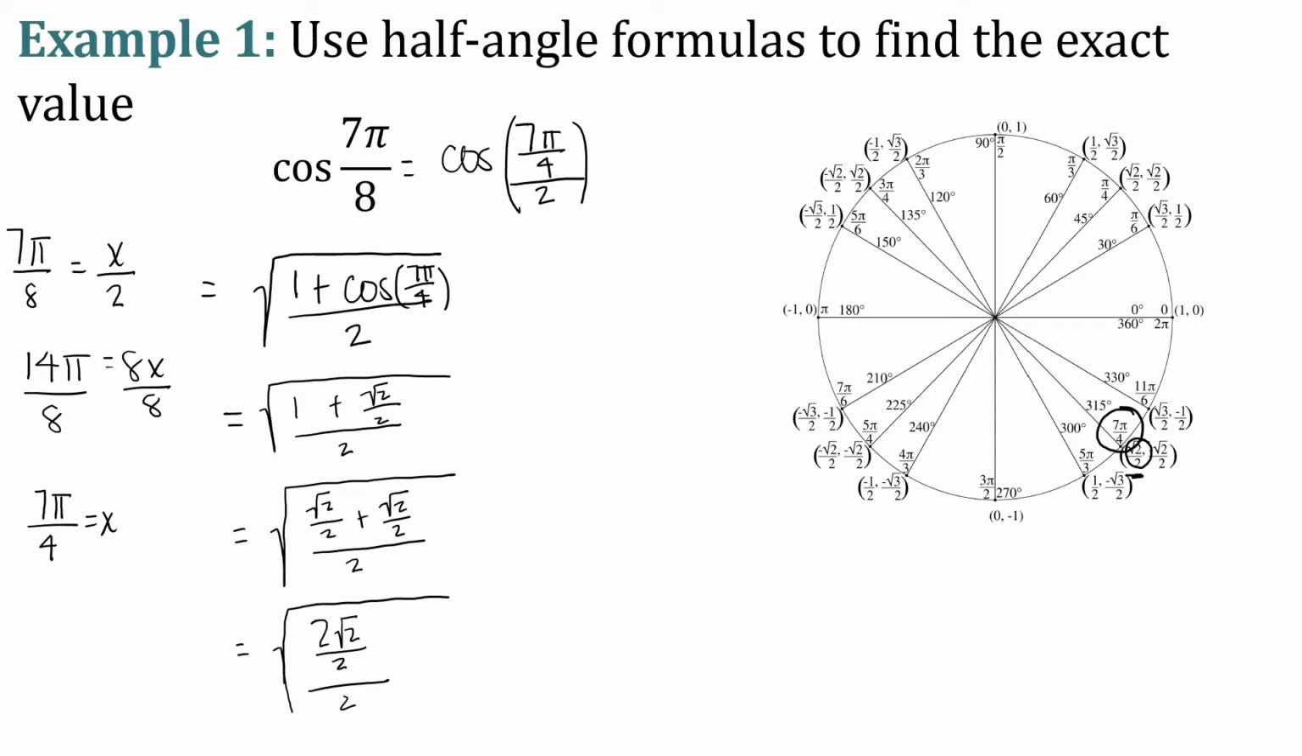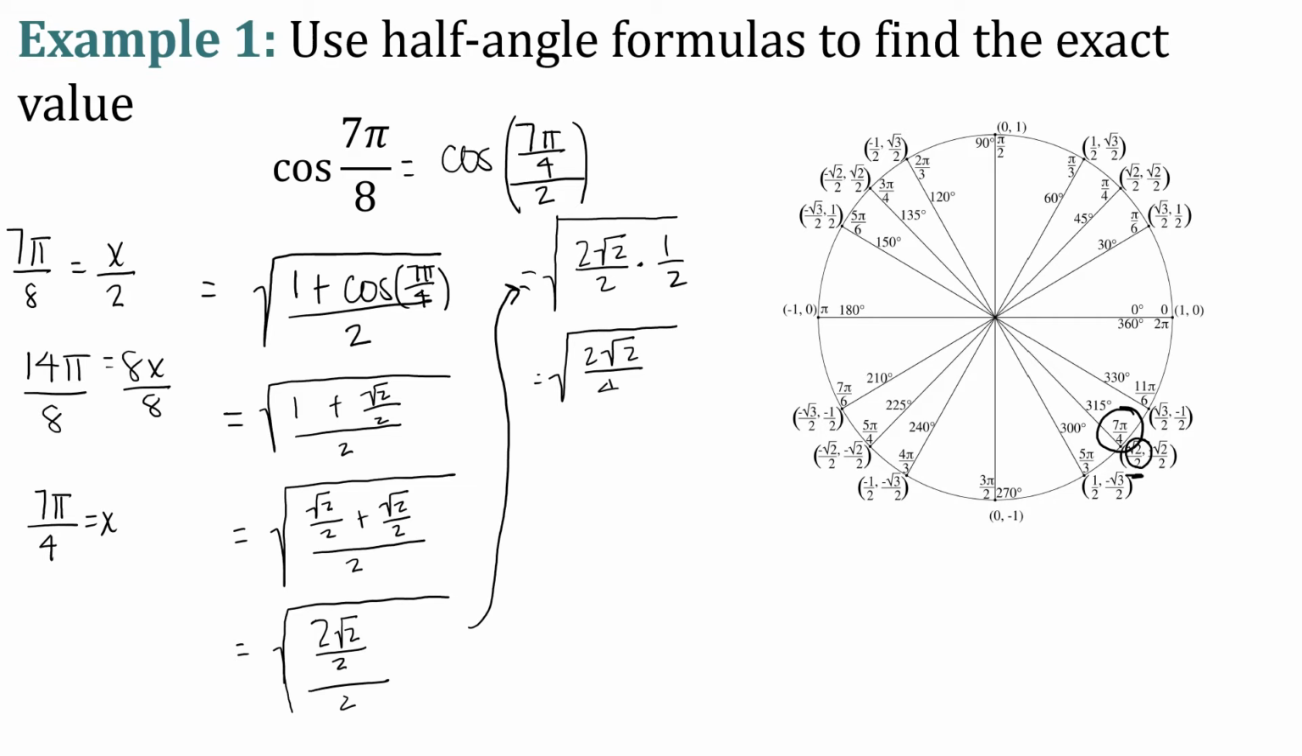And that is going to be the same thing as, we're going to write it up here, 2 square root of 2 all over 2 times 1/2. So now we have 2 square root of 2 all over 4, which is the square root of 2 all over 2. And so that's where we're at right there. It's not very pretty, but it is the exact value.